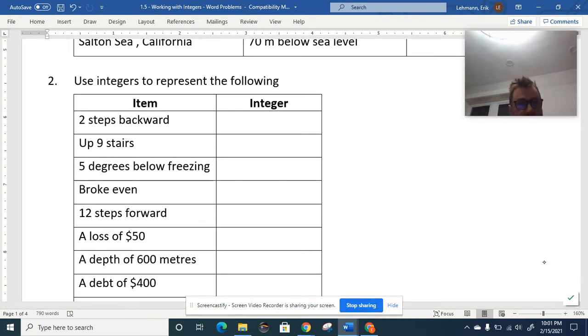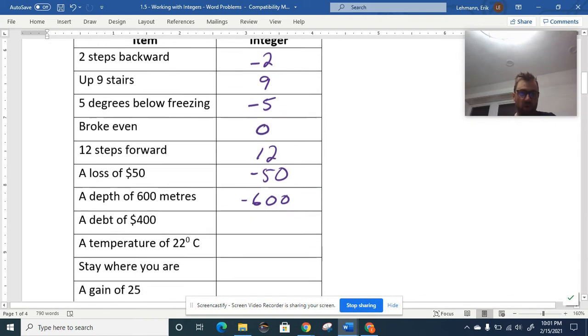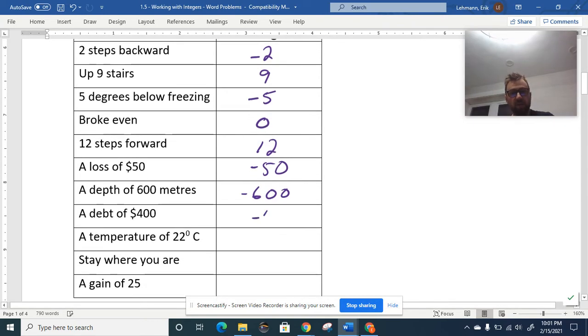Talking about temperature or moving backwards or forwards. Backwards, we would go -2. Upstairs, we would go 9. 5 degrees below freezing, -5. That one's obvious because that's familiar. If we break even, 0. 12 steps forward, 12. I lost $50. I'm at a depth of 600 meters. I have a debt, which means I owe -400. A temperature of 22 degrees, positive 22.